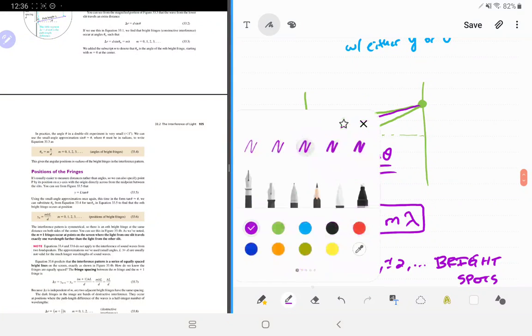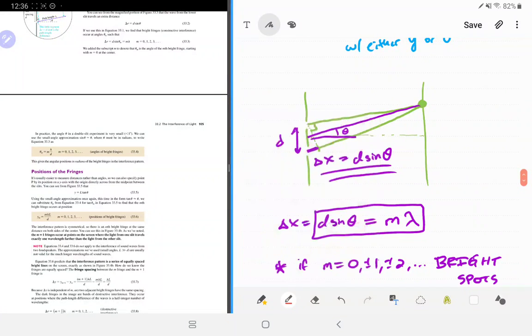So remember in the picture before, and if you looked at the demo in the linked article, you would see a bright spot here, bright spot here, and so on, across the screen.